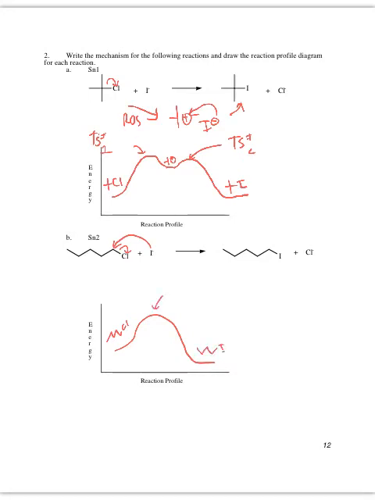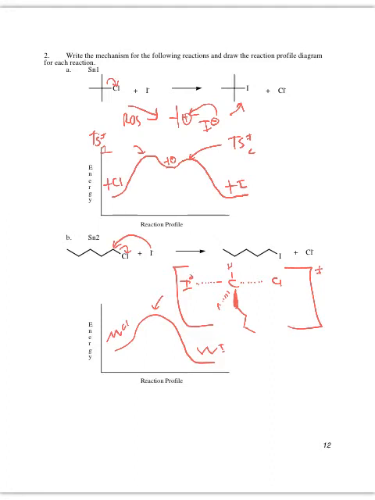Here we have our transition state, and in the transition state we have the iodide coming into the carbon, the chloride leaving, we have our hydrogen, and our alkyl chain. And this is our transition state for this mechanism.